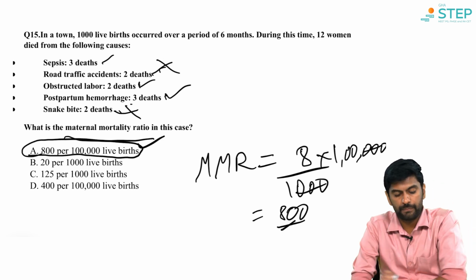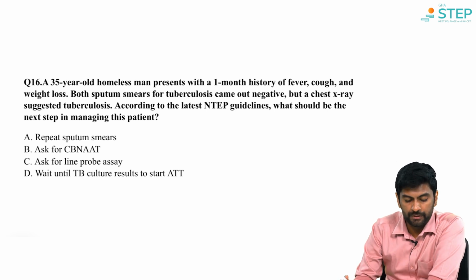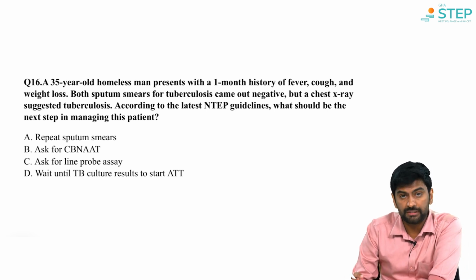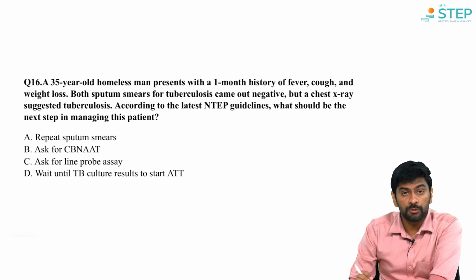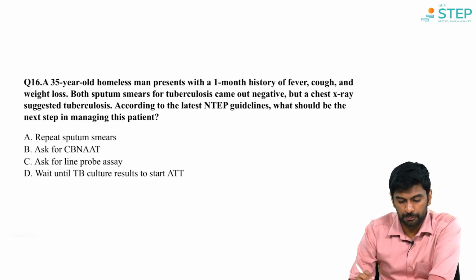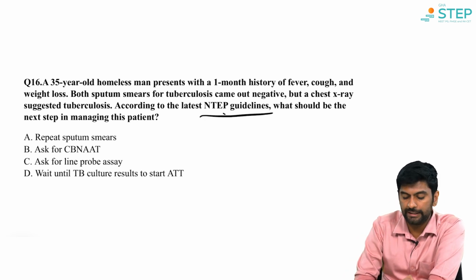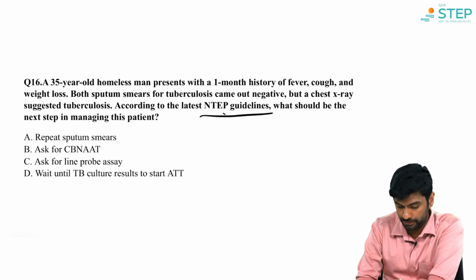Coming to question 16. A 35-year-old homeless man presents with a 1-month history of fever, cough, and weight loss. Both sputum smears for tuberculosis came out negative, but a chest x-ray suggested TB. According to the latest NTEP guidelines, what should be the next step in managing this patient?